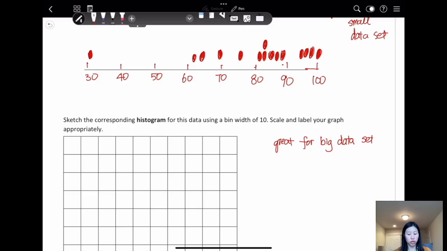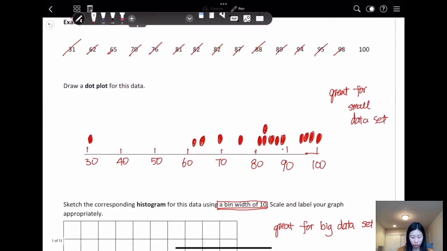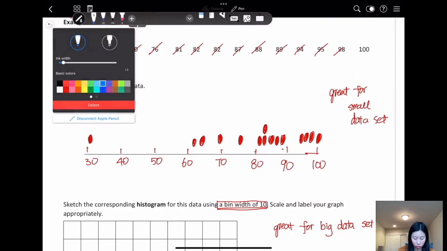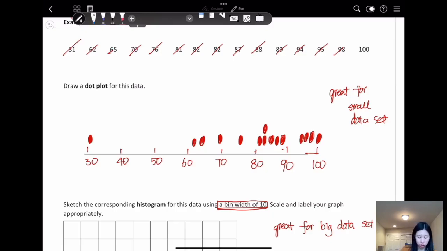So how are we going to do that? First of all, we need to group our data and set the bin width. Here they tell you that they want a bin width of 10. That means each bin spans 10 units of the data. Now let's take a look at the data. I'm going to use a different color of pen, let's do blue. Let's group our data first. We have data from 30, and then 60s, 70s, 80s, and 90s, and then 100.